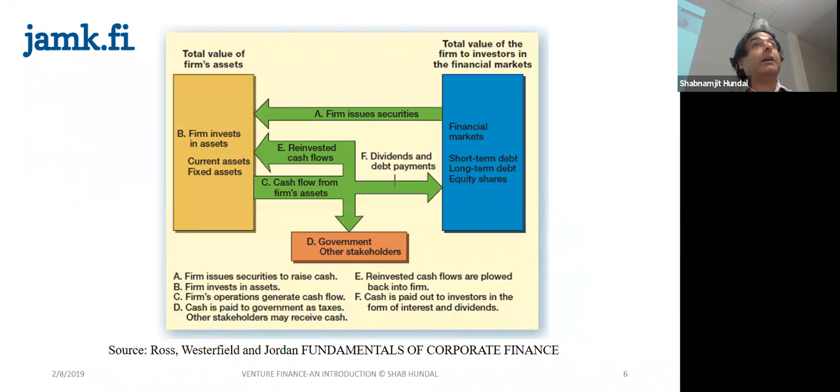It says government and other stakeholders, not investors. So let me quickly repeat. The money comes in. You buy the assets, making use of them. Cash is generated. With the cash, you don't give the cash straight to the investors. You pay tax.